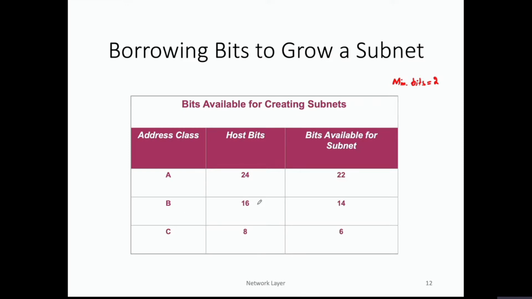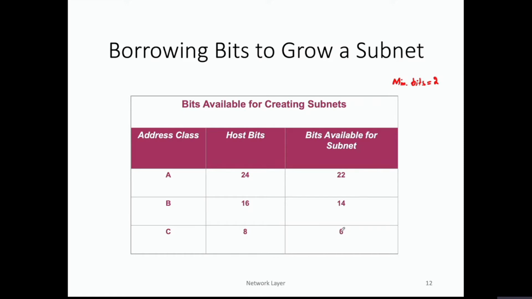Similarly, in class B, 2 octets are there for the host portion. This means 16 bits, and we have to spare 2 bits. This means we can borrow 14 bits for the subnetting process. Similarly, class C is the smallest block. Here we have the first 3 octets for the network portion and 1 octet for the host portion, meaning 8 bits, and we have to spare 2. So the maximum number of bits that we can borrow for the subnetting process is 6.